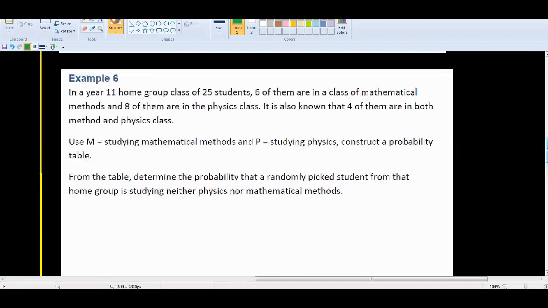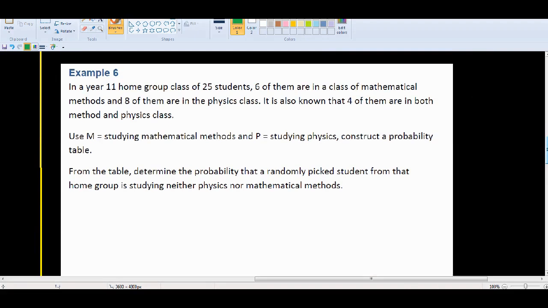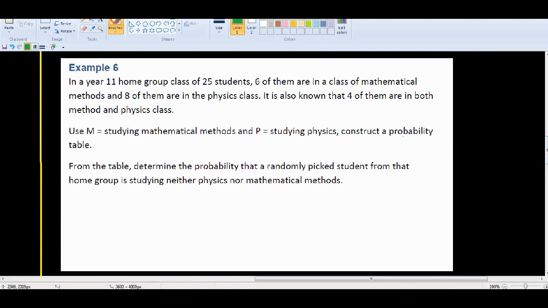Okay, so let's try another one. I'm going to use the same information as before. It's about the home group question. We understand this, so I'm not going to repeat all the things. From the table, determine the probability that a randomly picked student from that home group studies neither physics nor mathematical methods. So that's the probability you are going to find: neither physics, that's not P, nor mathematical methods, that's not M.